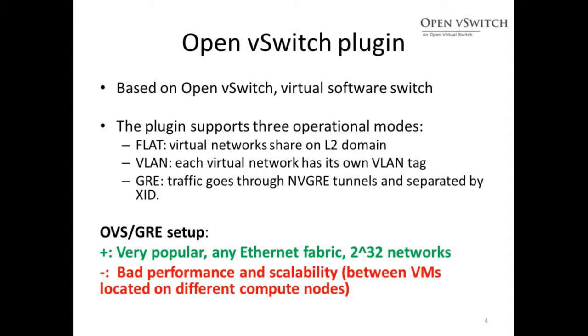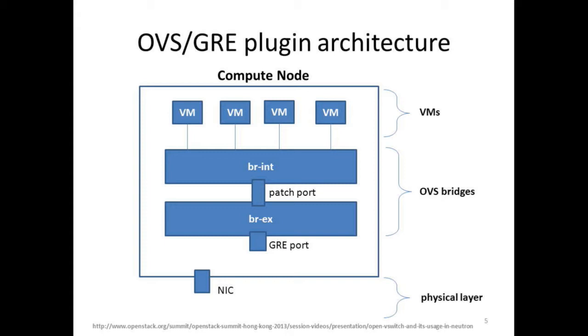We tried to understand why it happened. Let's take a look at the architecture of a compute node. Basically, there are two OVS bridges connected with patch ports. The first bridge is called internal or integration. It's responsible for routing traffic between two virtual machines. If you would like to connect two virtual machines from different compute nodes, you should use the external bridge.